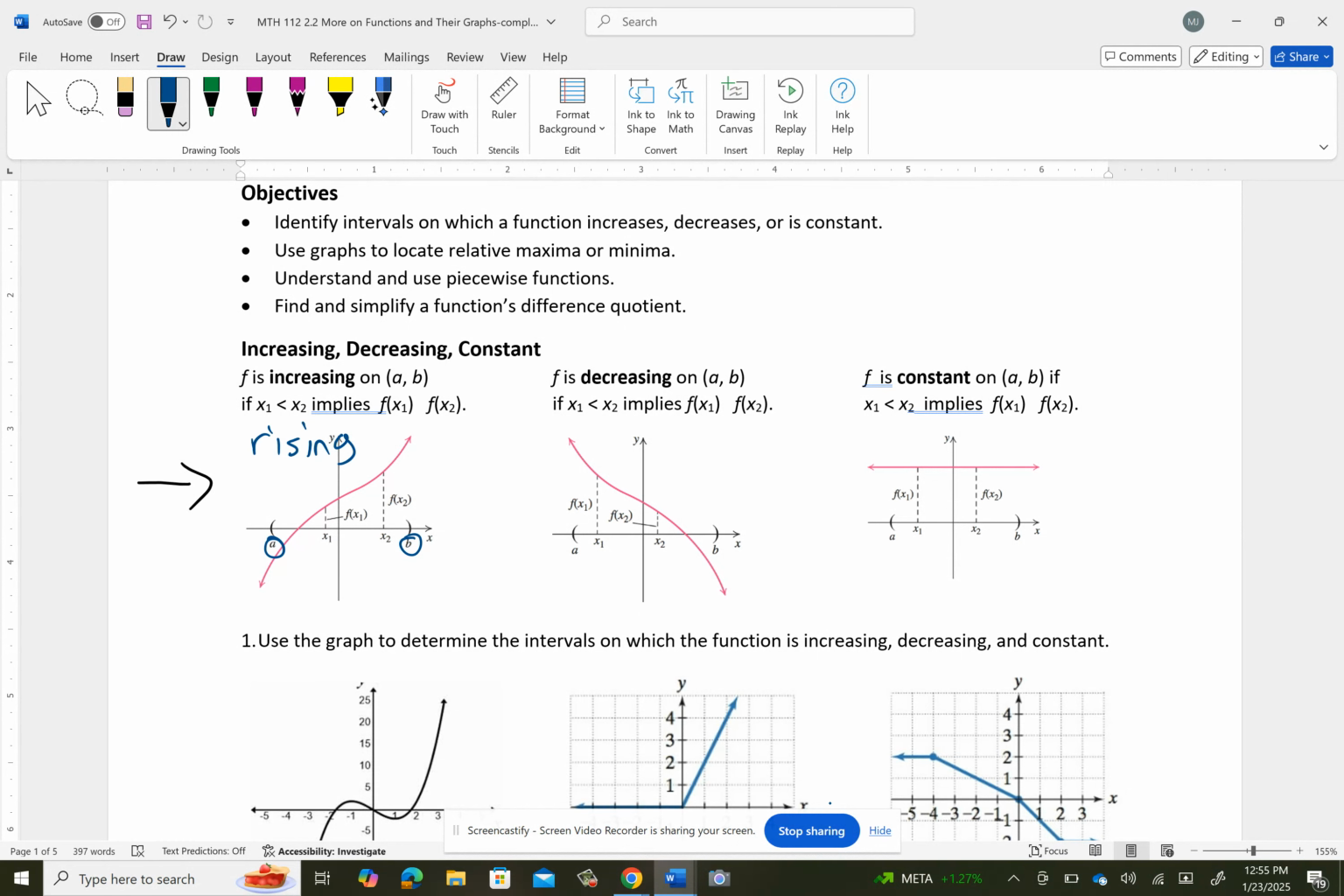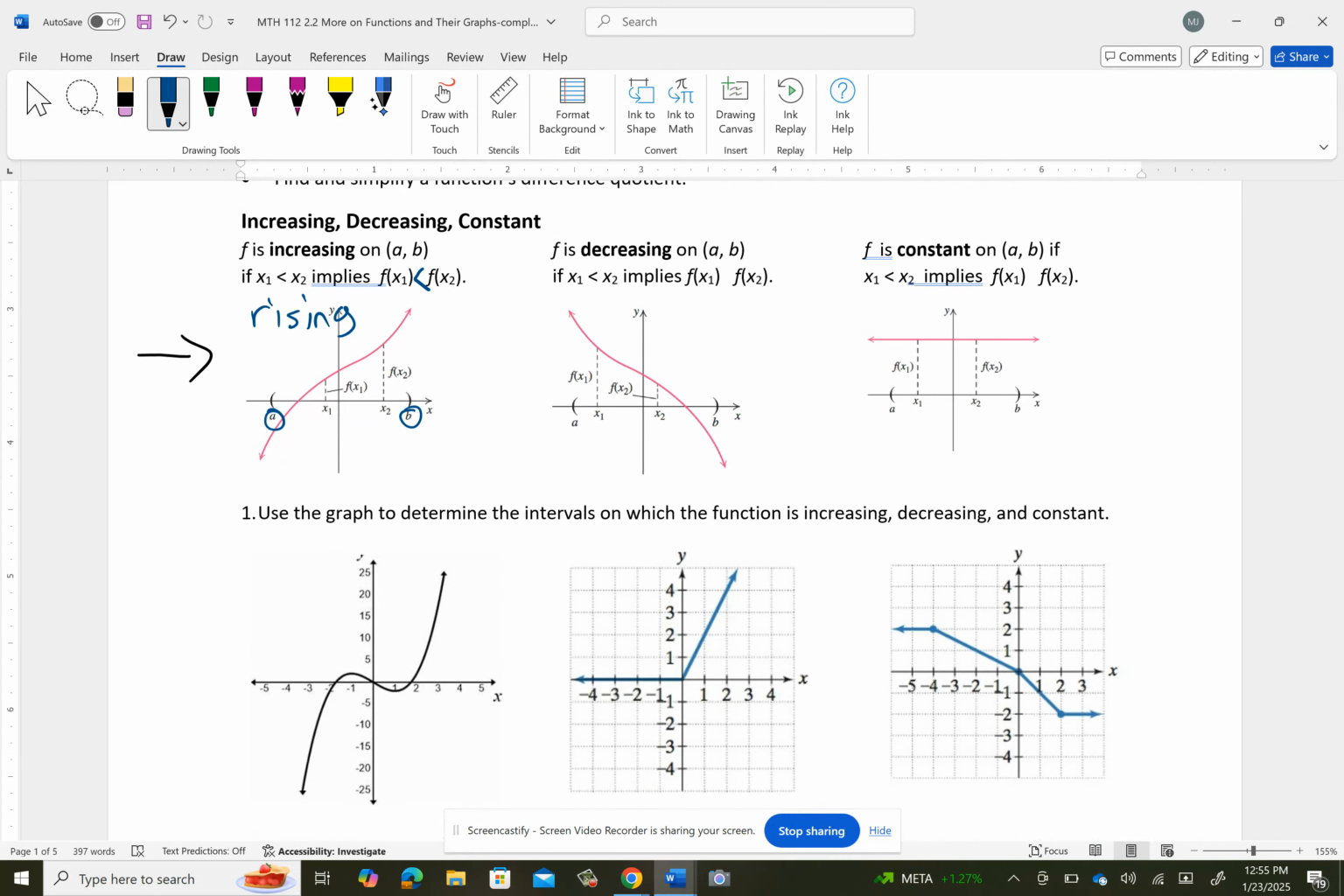If x1 is less than x2, then f of x1 will be less than f of x2. If it's rising, and some x value is less than some other x value, then the corresponding y values are related in the same way.